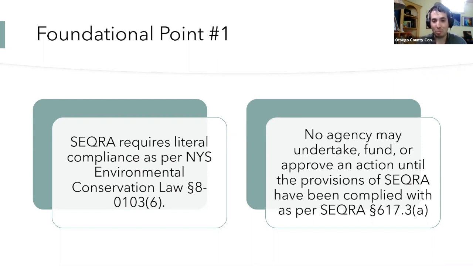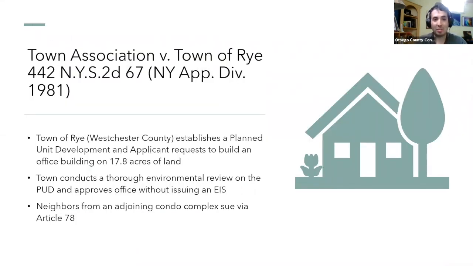It's important to keep these 2 points in mind while I'm going over the case. The case is the Town Association versus the Town of Rye. It's from 1981, so you'll notice that's 39 years ago, but it's still cited in legal cases today. In this case, the Town of Rye, which is located in Westchester County, established a planned unit development, which is basically a parcel of land in which they say, we're going to thoroughly develop this parcel into something. And an applicant requests to build an office building on about 17.8 acres of land on the planned unit development site.